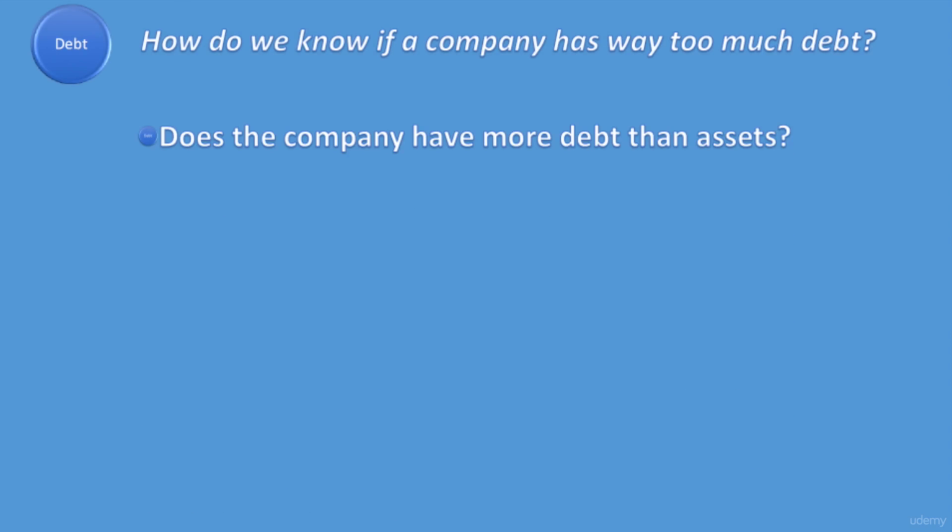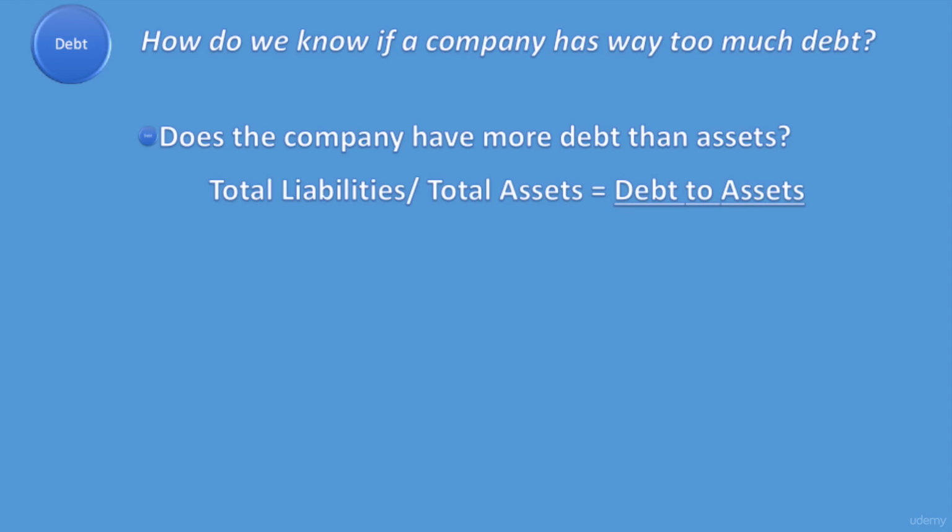All right, let's move on to debt. How do we know if a company has way too much debt? Does the company have more debt than assets? That's total liabilities divided by total assets, and that's debt to assets. And banks don't want that number to be greater than 1. Otherwise, they'll say, oh, you have too much debt. I'm not going to lend to you anymore.